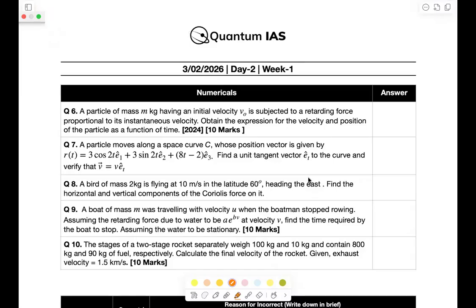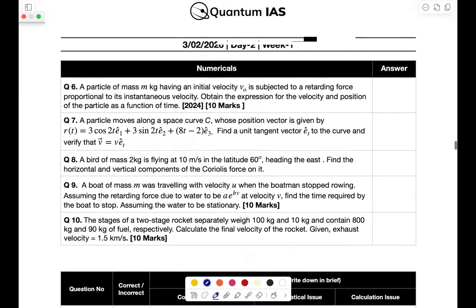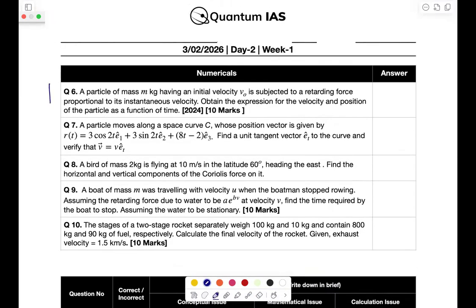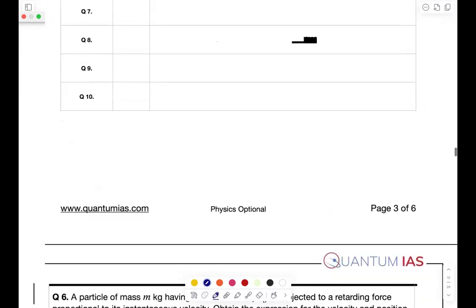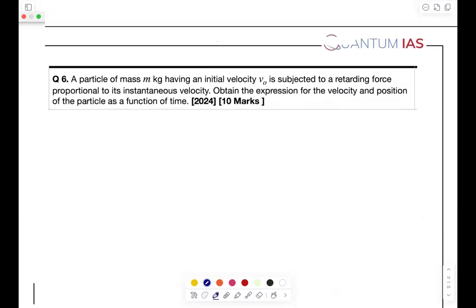Okay, everyone. So this is day two of our numerical masterclass, day two of week one. So let's start with the question. I have arranged the questions in a weekly format, so question six means that it is the sixth question of week one. There will be 25 questions per week, and in the next week, every week, we'll have 25 questions. So let's start with question number six.